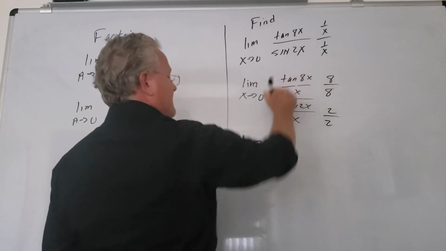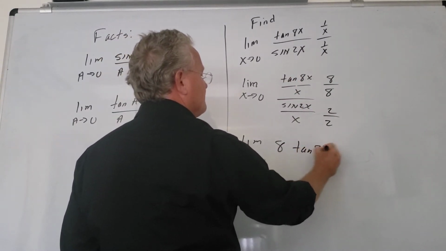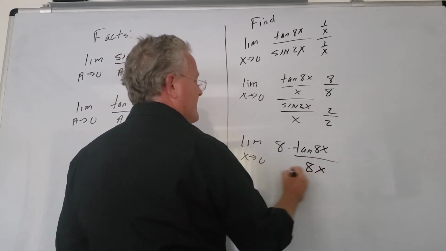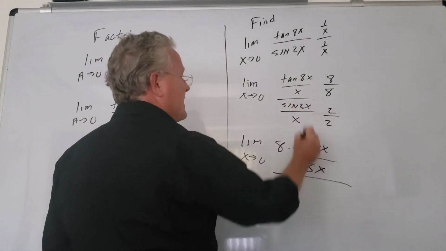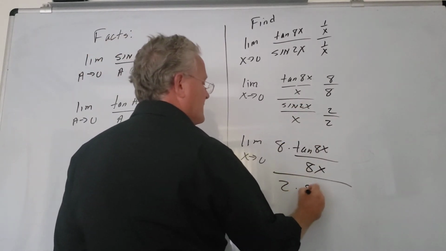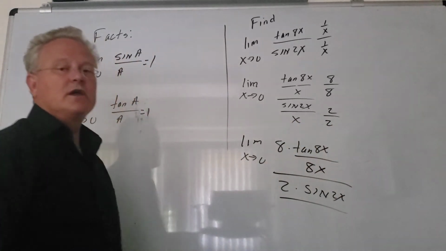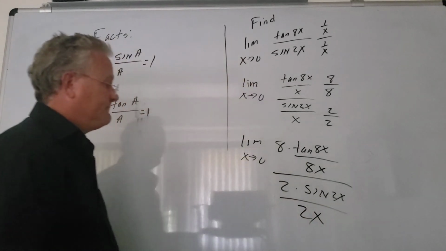So now we get the limit as x goes to 0. This 8, I'm going to write as 8 times the tangent of 8x. And then in the denominator, we have 8x. Similarly, I'm going to write this as 2 times sine 2x. And in the denominator, we get 2 times 2 times x, which is 2x.